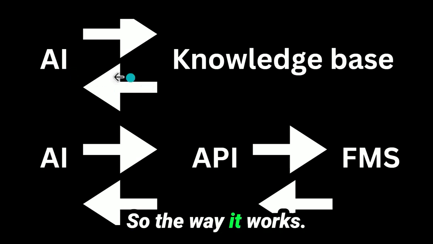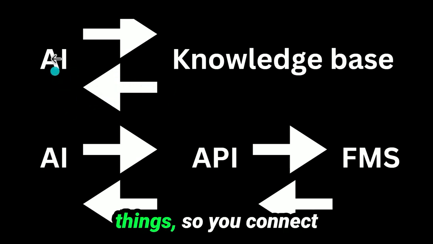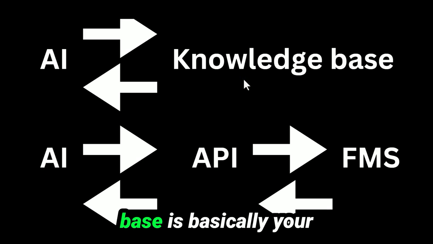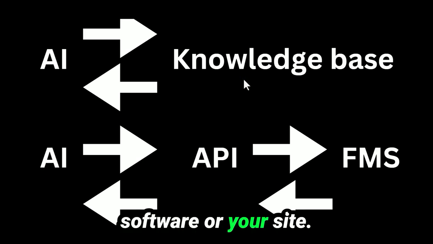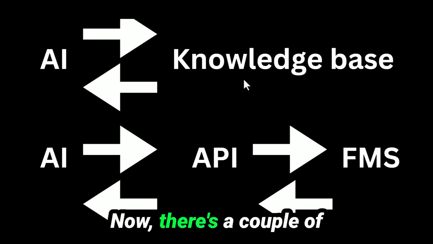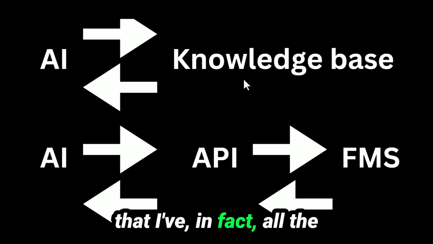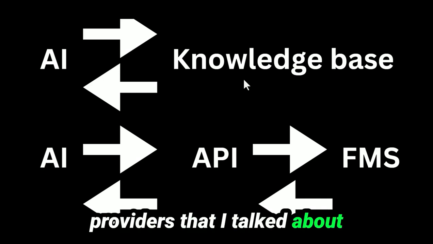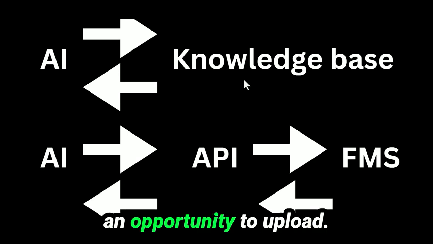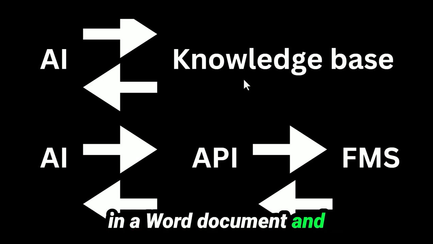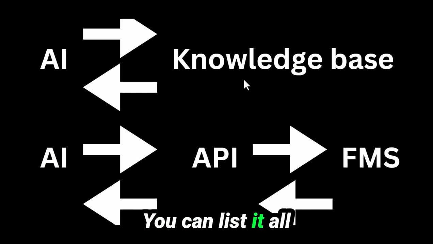So the way it works, you got a couple different things. You connect the AI to what's called a knowledge base. That knowledge base is basically your facility management software or your site. Now, there's a couple different ways you could do it. All the providers that I talked about give you an opportunity to upload. You can list all your features in a Word document and upload it to their platform. You can list it all in the prompt.